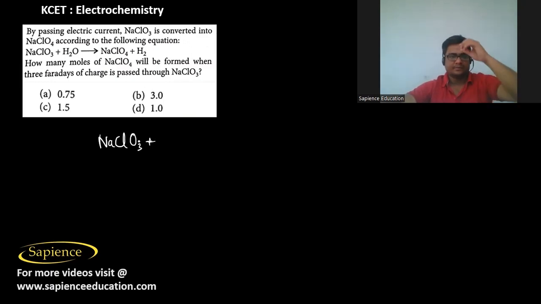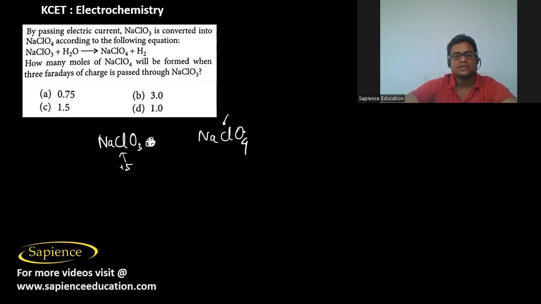So here NaClO3 plus H2O. In NaClO3, the oxidation state of chlorine is 3 to the 6, 6 minus 1, that is plus 5. And in NaClO4, the oxidation state of chlorine is 4 to the 8 minus 1, so it is plus 7. So when NaClO3 changes into NaClO4, it will lose 2 electrons. So there is oxidation. NaClO3 is oxidized to NaClO4 and 2 electrons are being lost here.